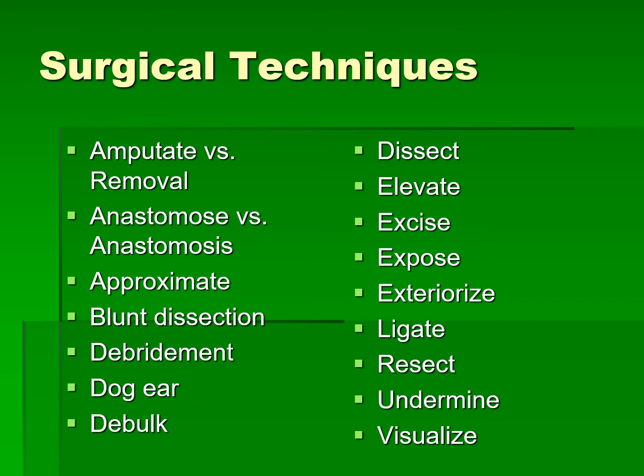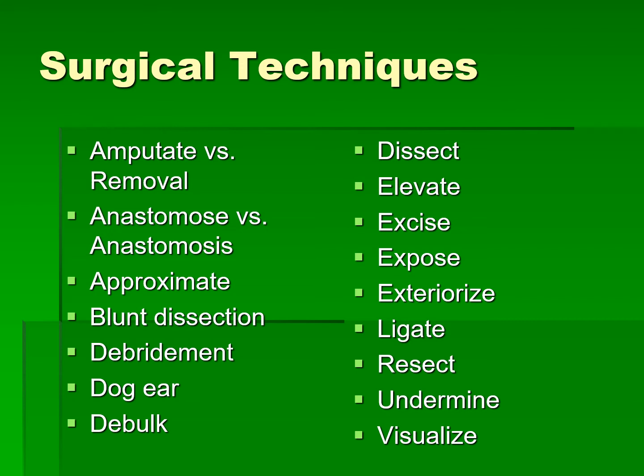Amputate versus removal. If we're amputating something, that typically refers to a leg, an arm, a finger, a toe. When we're removing something, that typically refers to other body parts like organs and so on and so forth. You would amputate a toe, but you would remove the spleen, let's say.